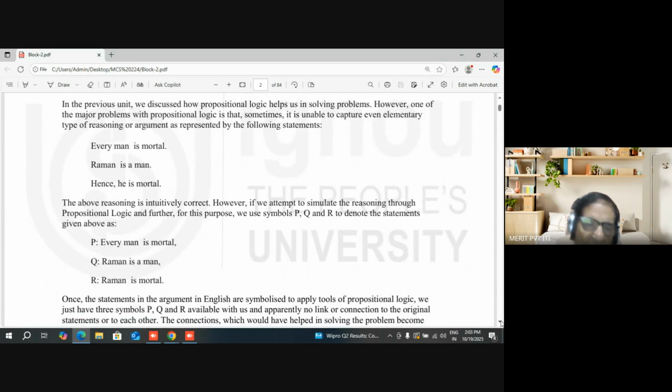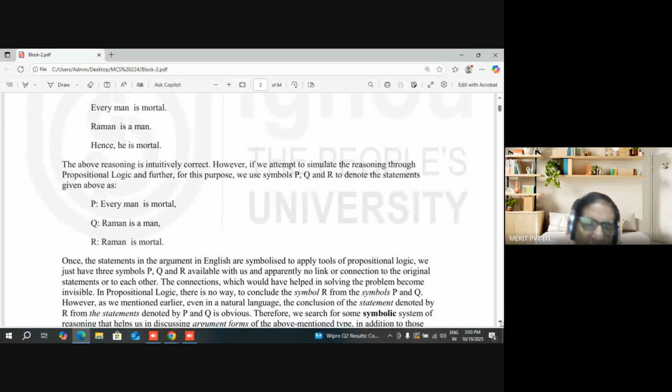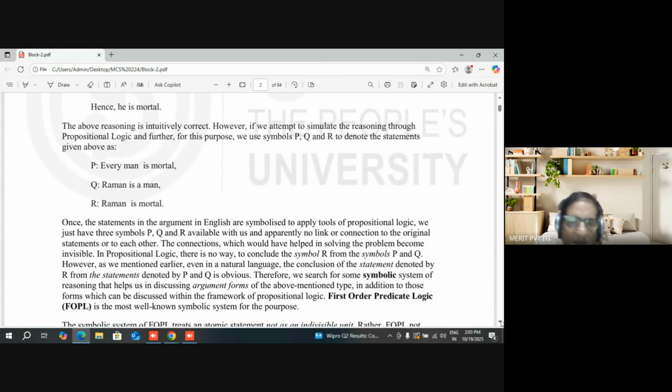Here P, Q, R become symbols to denote the statements: every man is mortal, Raman is a man, Raman is a mortal. Once the statements in the argument in English are symbolized to apply the tools of propositional logic, we have just three symbols P, Q, R available with us and absolutely no link or connection to the original. In propositions, there is no way to conclude the symbol R from the symbols P and Q.